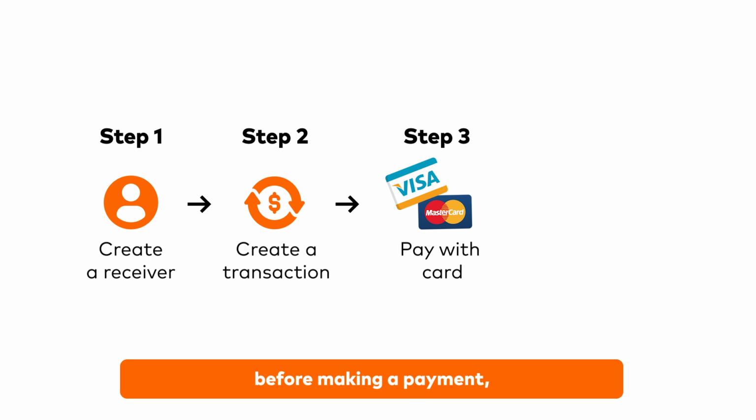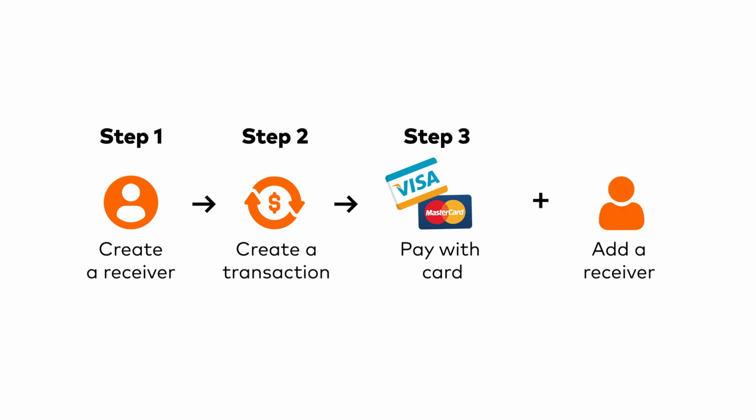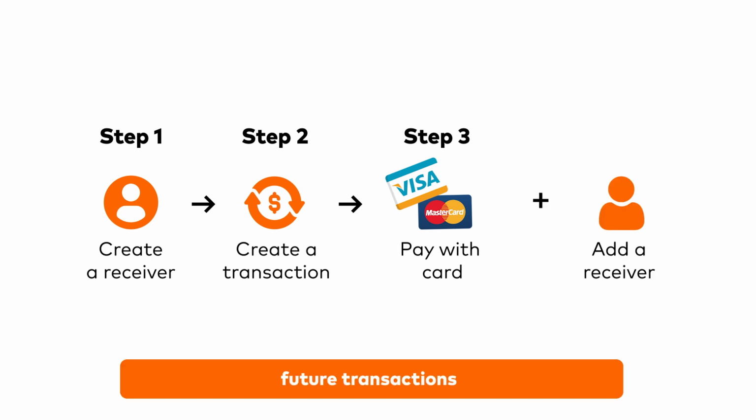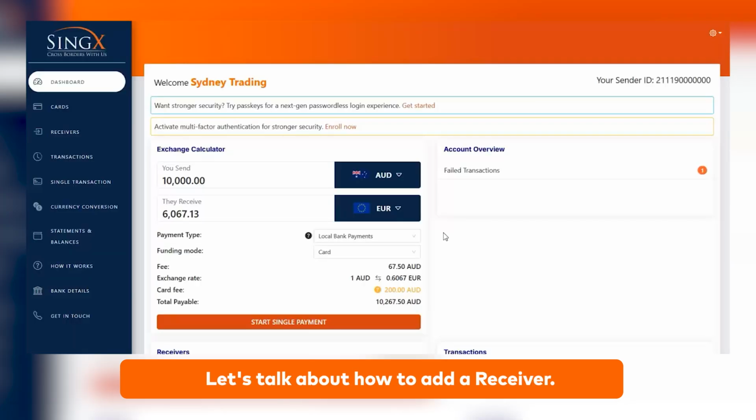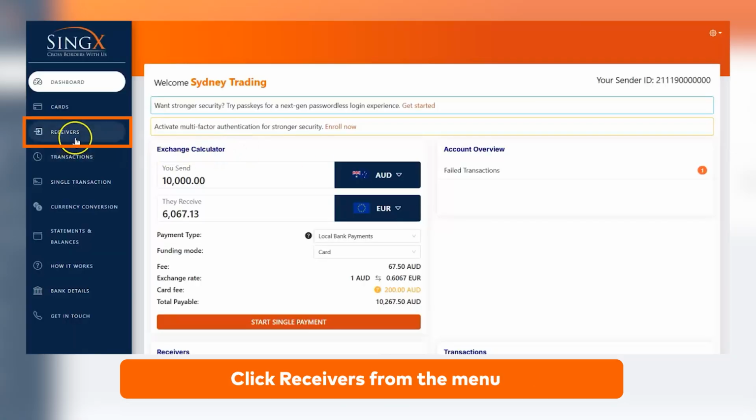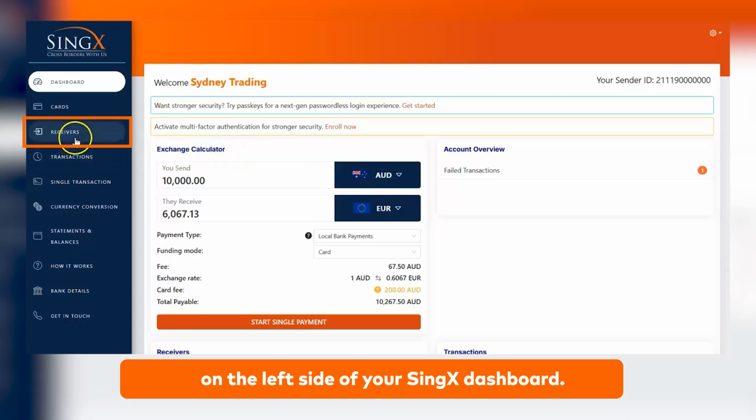Before making a payment, you'll need to add a receiver. Once set up, future transactions can be completed in seconds. Let's talk about how to add a receiver. Click Receivers from the menu on the left side of your Singex dashboard.